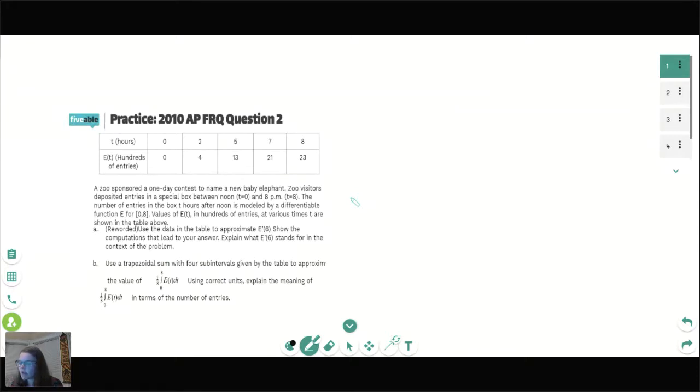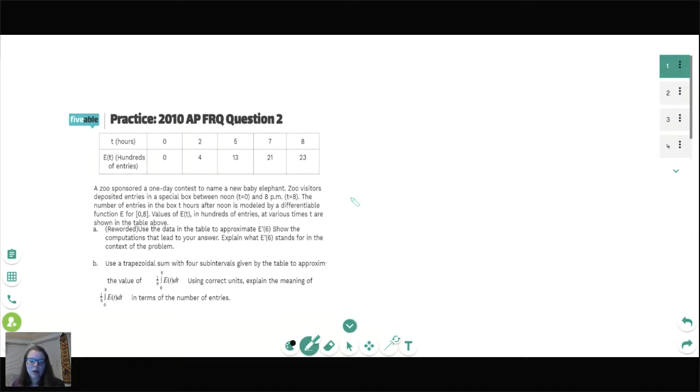Time. And what is time 0? Time 0 is noon. Okay, so it's telling you to count 12 o'clock not as 12 when you put it in the problem, but as 0. And then 8 p.m. is 8. The number of entries in the box, t hours after noon, is modeled by a differentiable function E for 0 to 8, that's the range for t. Values of E of t in hundreds of entries. Okay, don't forget that, hundreds of entries at various times t are shown in the table above.